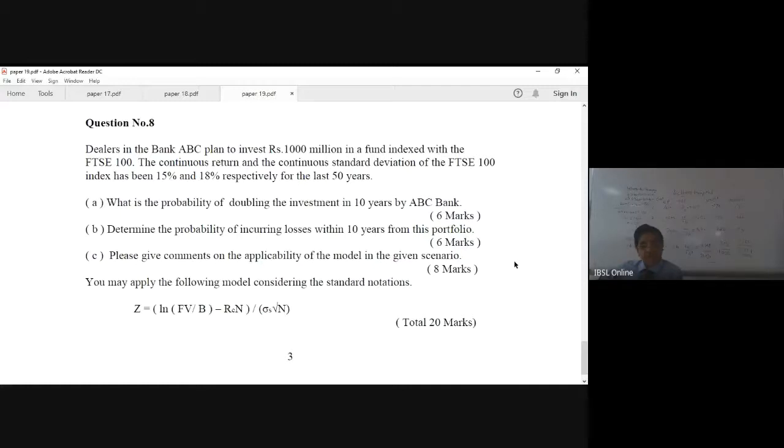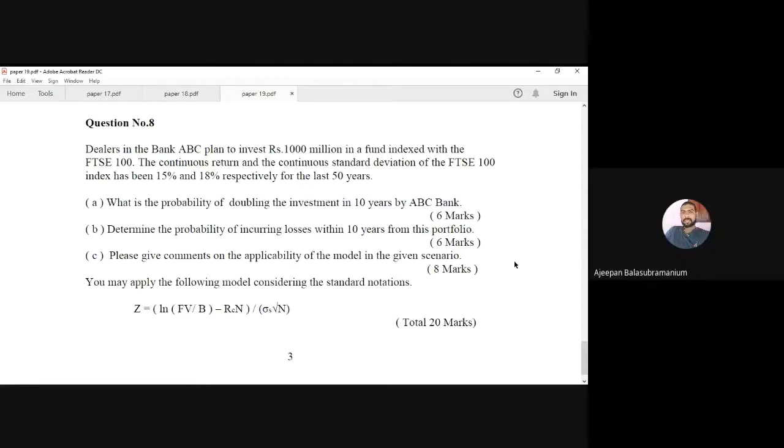So if a person doesn't make the comments in this manner, that person may lose the 8 marks. Then these people would get only 12 marks or 10 marks or so. Therefore, we should not lose marks by giving missing comments. So you have to be careful when you make comments on these questions.